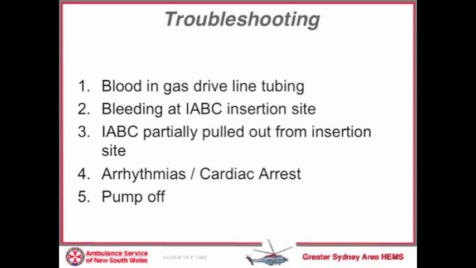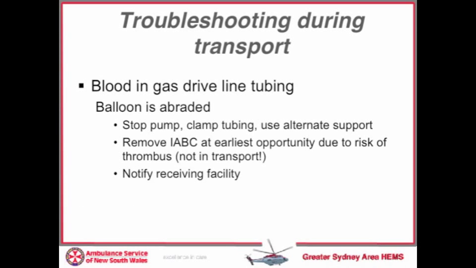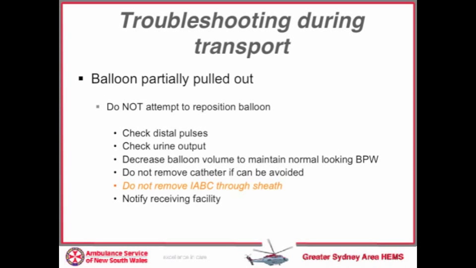A few troubleshooting problems are worth a mention. If blood appears in the drive line, the pump should be stopped, the tubing should be clamped, and alternative support such as inotropes should be used. If the balloon is partially pulled out, please do not attempt to reposition it, but monitor the distal pulses and keep an eye on the urine output.